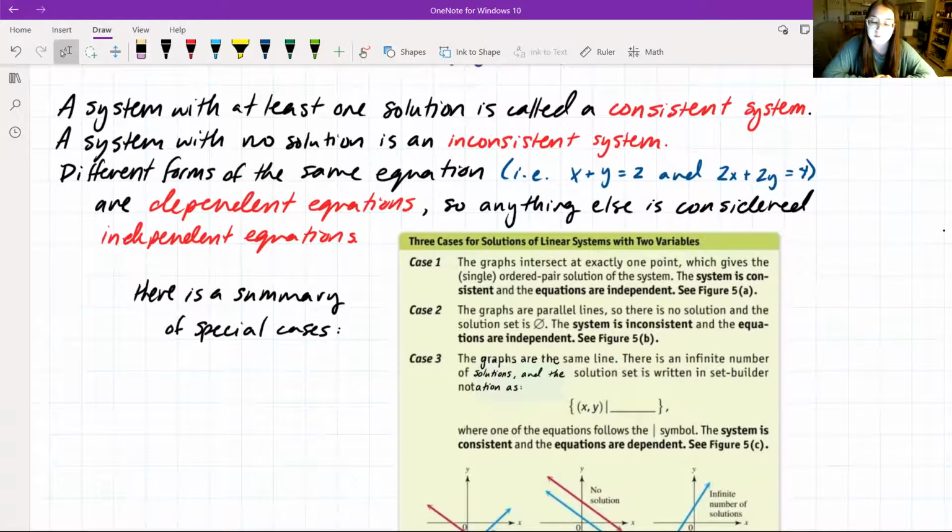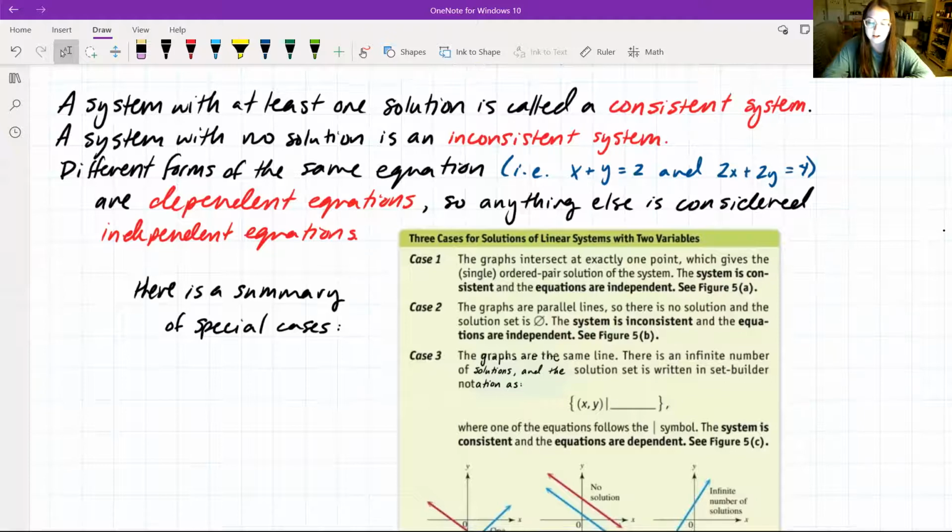Different forms of the same equation are dependent equations, and anything else is considered an independent equation. They're dependent equations because their lines are actually going to overlap. If you don't end up with equations that just have different forms, they're going to be independent equations. This is the only case where we have a dependent equation. Anything else is an independent equation.